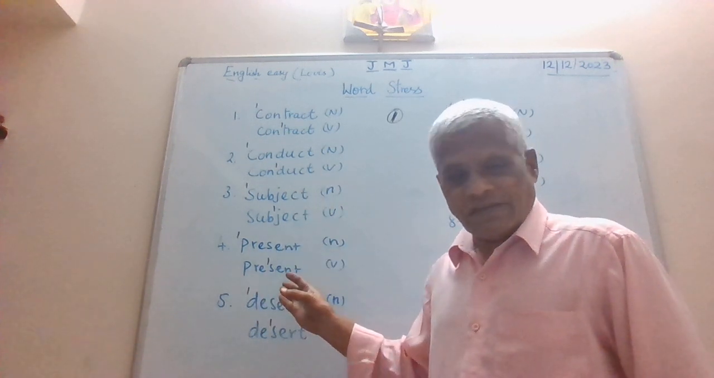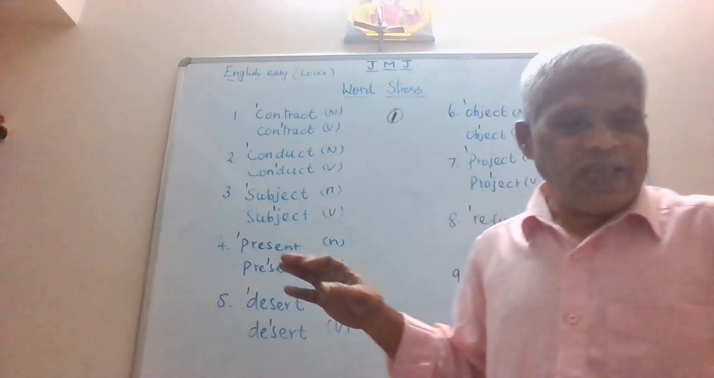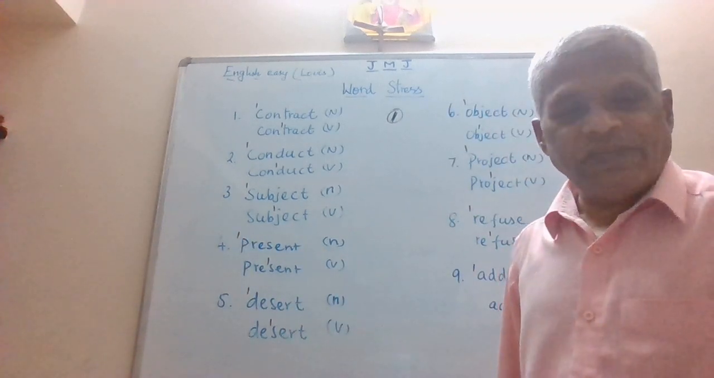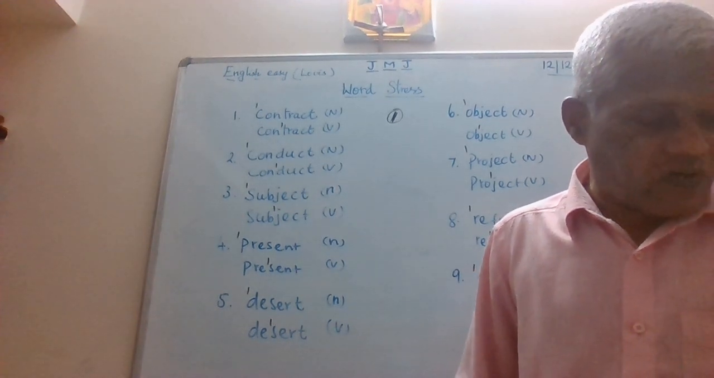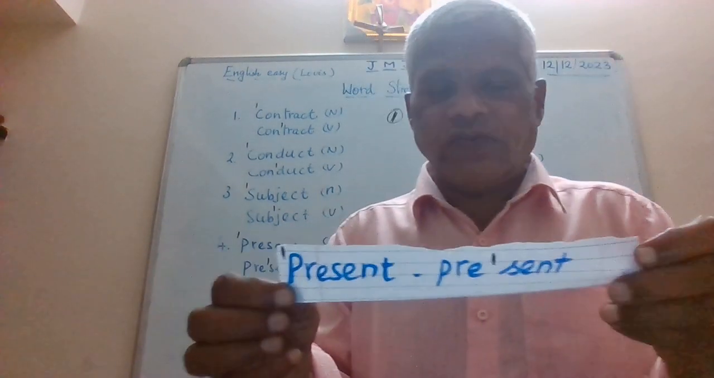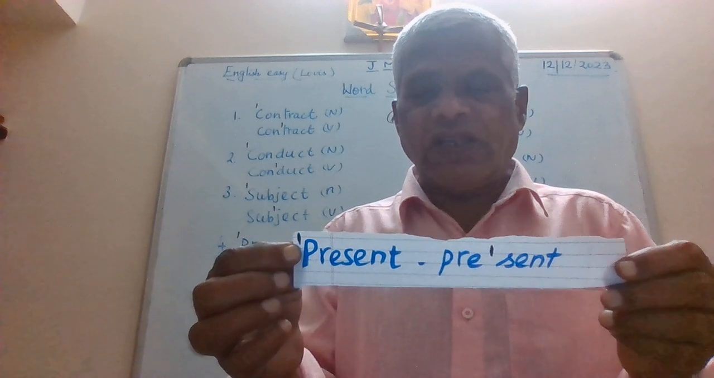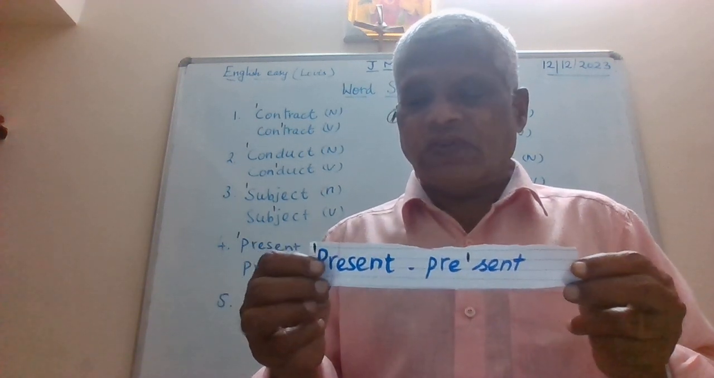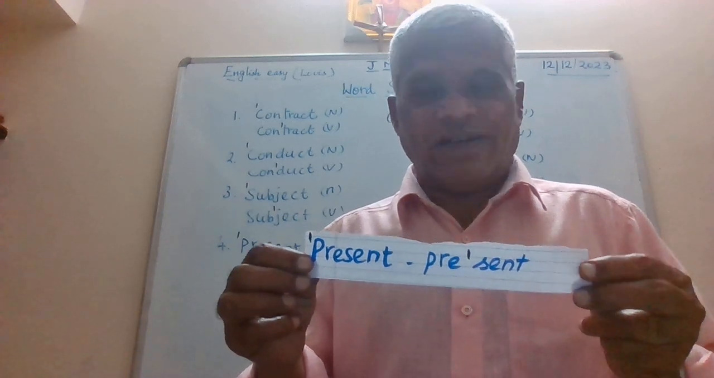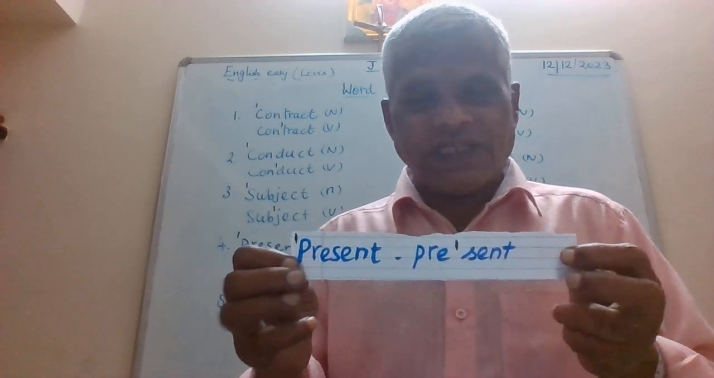Now what's the next pair? I hope I showed you this word. Look at this word again. The stress is on the first syllable here, and the stress is on the second syllable here. So this is pronounced as present, and this is known as present.